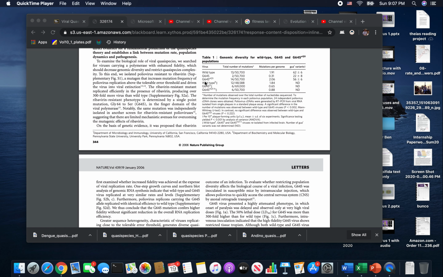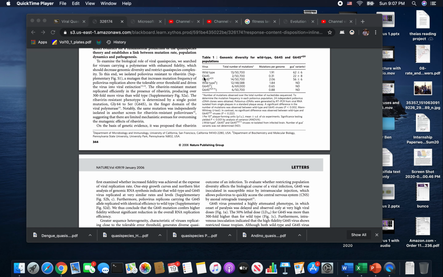And then they have this one, which is G64S. This is a mutation in the 3D polymerase of poliovirus. You remember 3D, right? Amino acid 64 should be glycine, but it's turned into serine in this mutant. That change is something that they figured out long ago changes the polymerase in a way that it still works. It actually works just as fast as normal, but it now is unable to make mistakes.